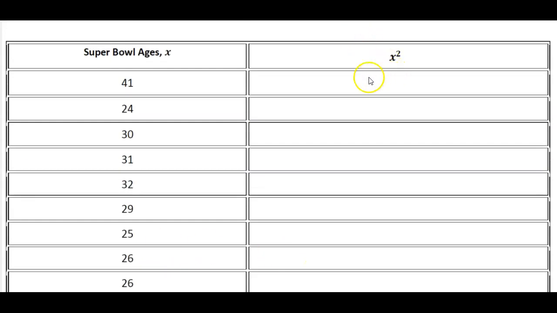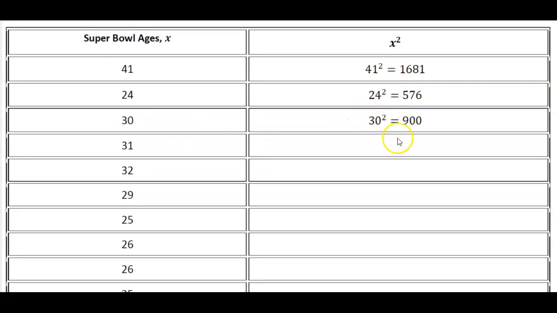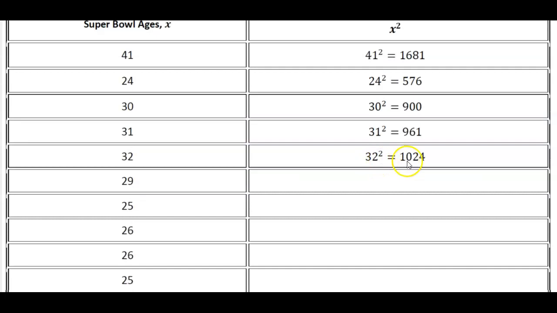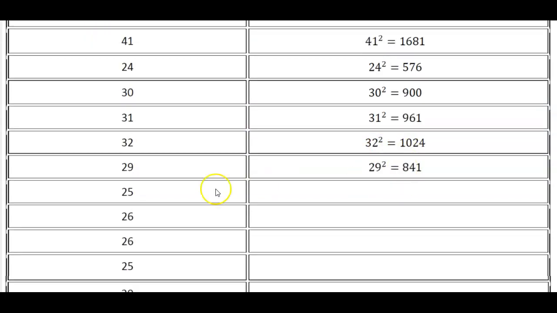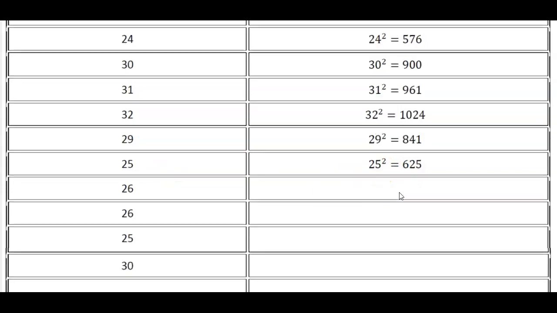Now in the second column, we're going to take each individual age and square it. So if we take 41 squared, we get 1681. If we take 24 and square it, we get 576. If we take 30 and square it, we get 900. 31 squared is 961. 32 squared is 1024. 29 squared is 841.